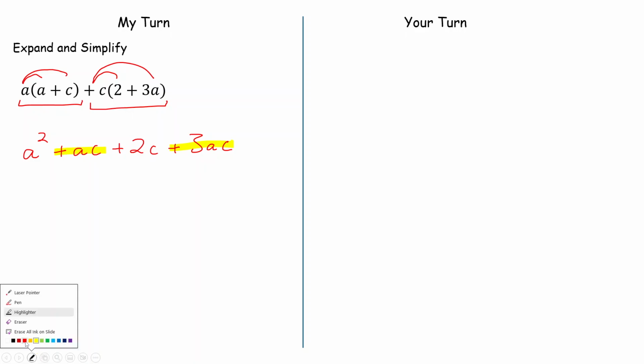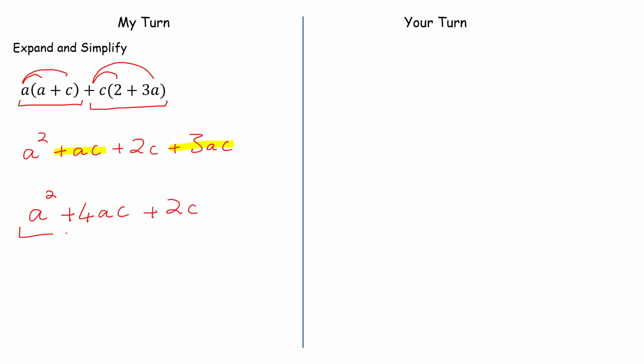Okay, so overall, it's going to be the a squared, we just keep it as a squared. We've got 1ac and 3ac, which is going to give you positive 4ac. And you've got a 2c on the end, plus 2c. And we can't combine this any further because if we look at the variables, a squared, ac, and c, they're not like. So you can't do any more simplifying. So that is simply your answer.